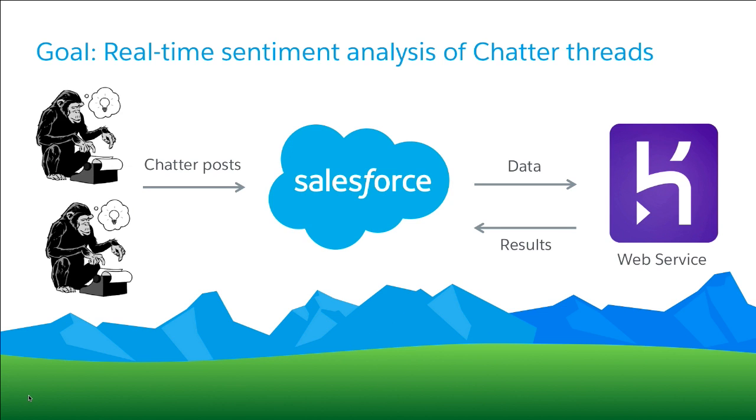So this is the goal that we're going to work towards in this demo: real-time sentiment analysis of Chatter threads. You've got your monkeys typing Chatter posts into Salesforce. You want to send that Chatter information into Heroku, do some analysis, and write back the results. In our case, the sentiment analysis is going to tell us what the most positive threads and the most negative threads are. And so we'll post that back to Salesforce.